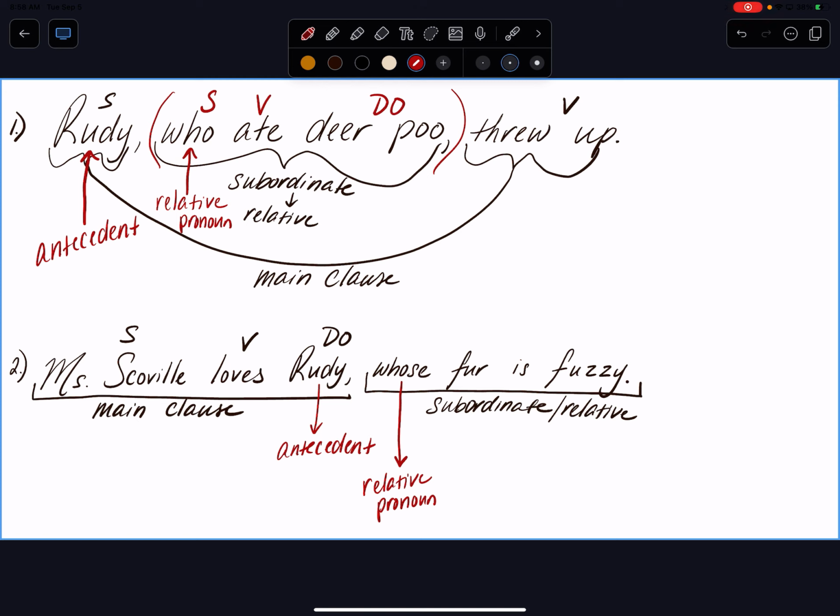All right, so here's my question for you. Let's take a look at the relative clause here and zoom in on that. What's my verb? Good. And it's a linking verb, so this is a little confusing. What's the subject? Yes. So then what is this relative pronoun? What case is that? Whose. What's another way to say that? I'll give you a hint. Rudy, the fur of whom is fuzzy. The fur of whom is fuzzy. Genitive. It's genitive, yeah.